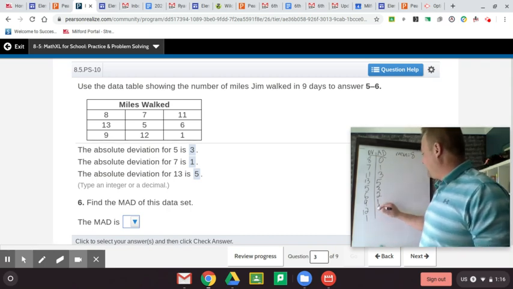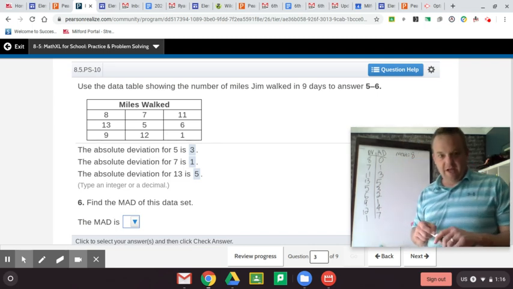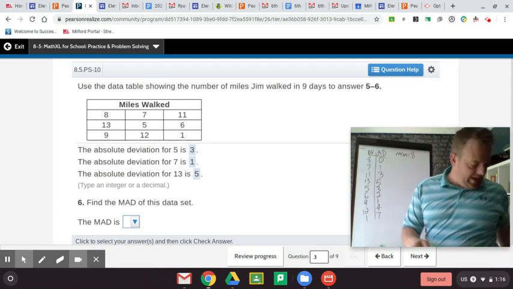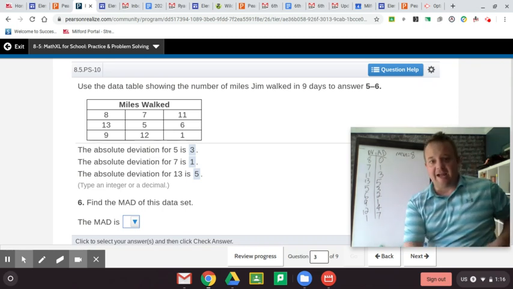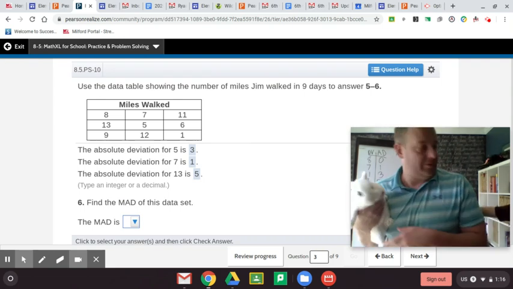From 8 to 12 is 4. And from 8 to 1 is 7. All right, now to find the MAD. Yeah, Hudson, this is a really important part. In order to find the MAD, remember, we have to find the mean. We have to.